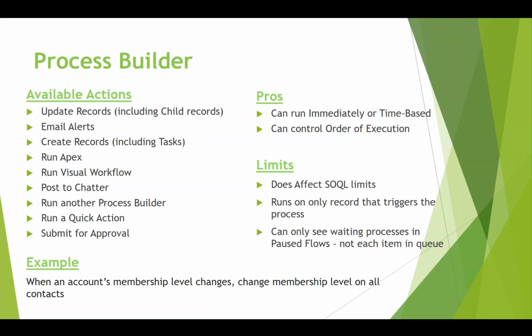You can also run things immediately or on a time-based schedule, and here you can control the order of execution. So if you want to make sure I update this field and then I schedule this email to be sent or this other record to be created or whatever that is, you can control how that happens. But it will affect your limits. So if you have a bunch running and you're running things in bulk, you may hit those limits. Again, it only runs on the record that triggered it unless you have it also triggering off a flow, which I'll talk about in a second.